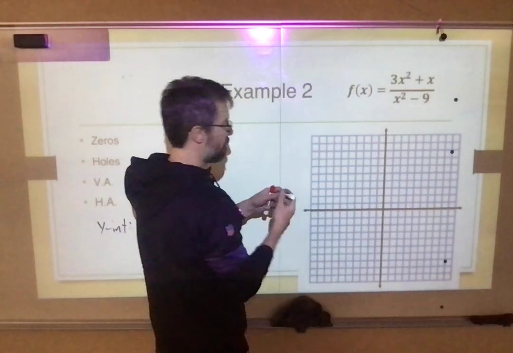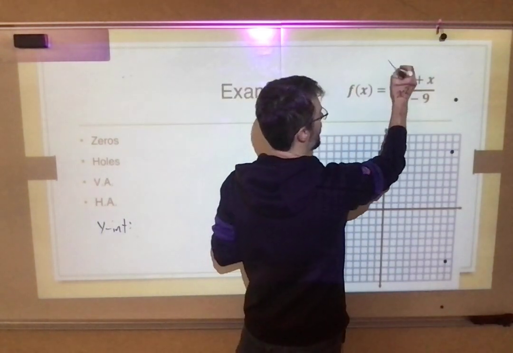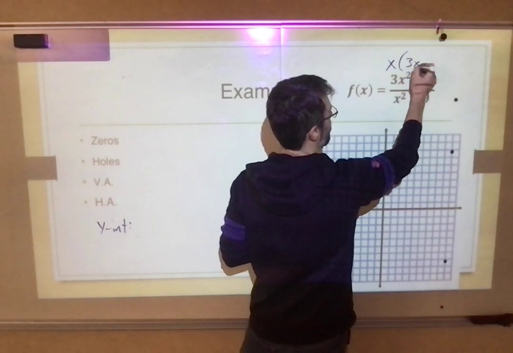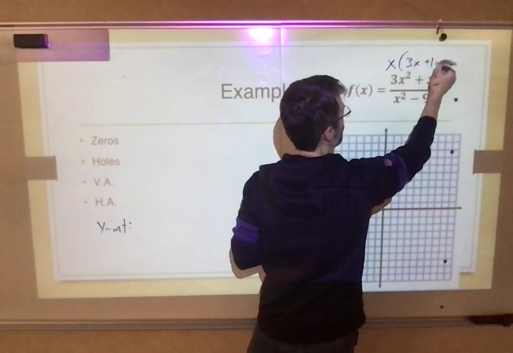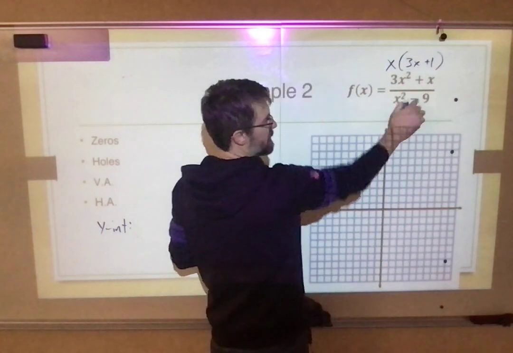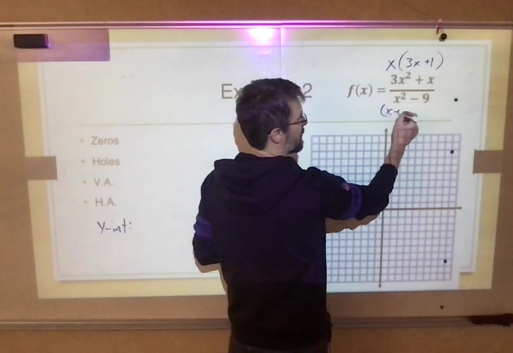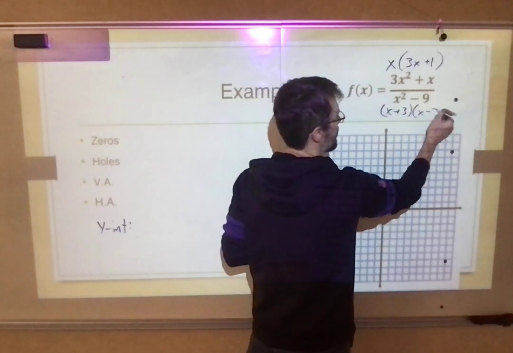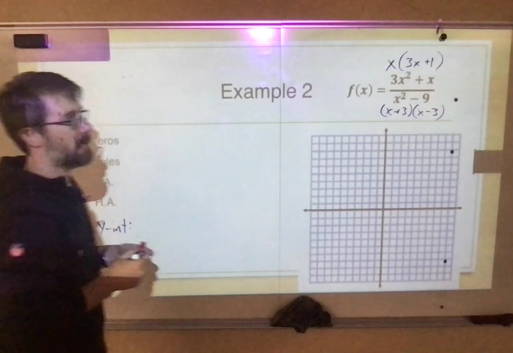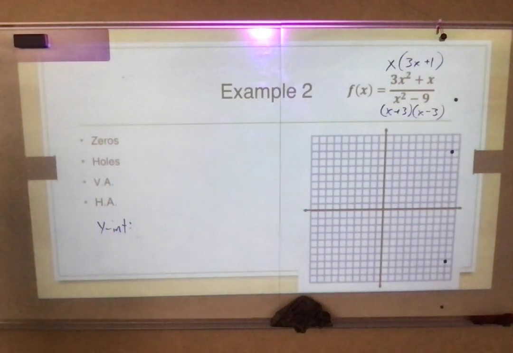So on the top, both terms have x. That means I can factor out an x. And what I'm left with is 3x plus 1. On the bottom, it's a difference of squares, so that's going to be x plus 3 and x minus 3. Nothing cancels out, so let's take a look at all these things.